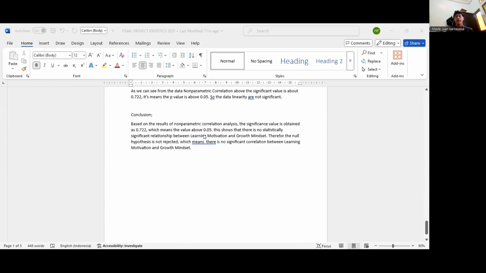So I think that's all about the analysis of the correlation between learning motivation and growth mindset.